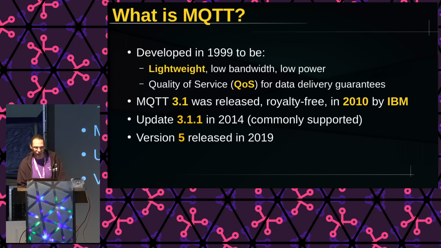And in 2010, which is quite a while after its initial release, version 3.1 was released royalty-free to the public. That was when we were first introduced to it, and it slowly became part of the standard IoT and home automation suite, I think. In 2014, we had a little update with the 3.1.1 version. That is the one we usually see supported in our devices and our libraries, if not version 5, which was released in 2019.